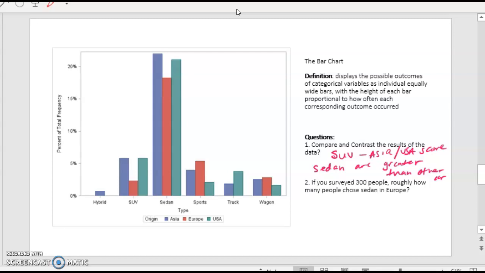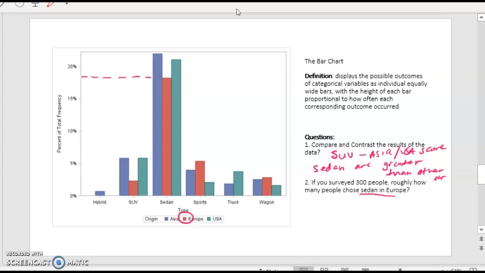Okay, so if you surveyed 300 people, roughly how many people do you think would choose a sedan in Europe? Europe is identified, with my key, as the red one. So I go to find the sedans. That's the highest ones here in the middle. I'm going to draw a rough estimate of where I think that red one is hitting. If I'm going to make an estimate, I'm going to say maybe that's 18%.